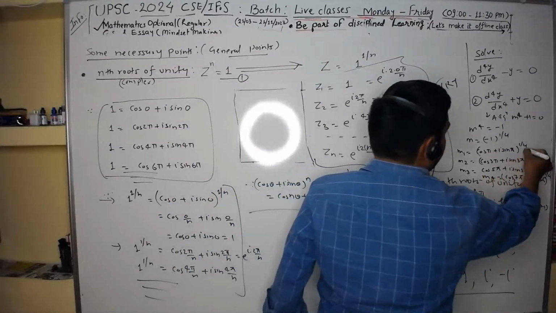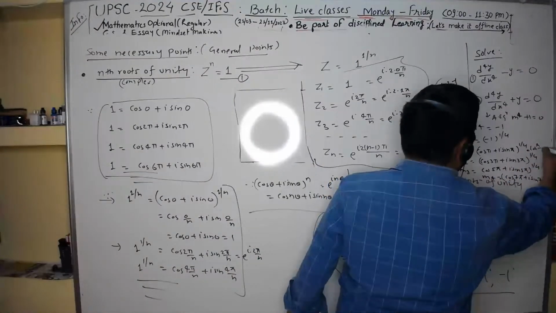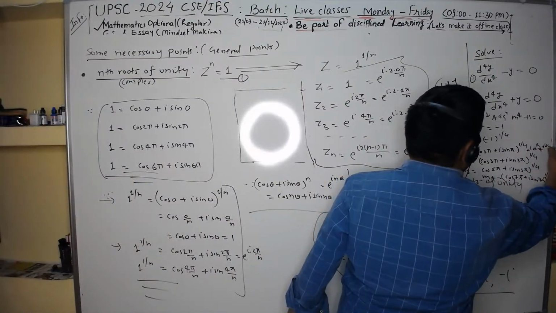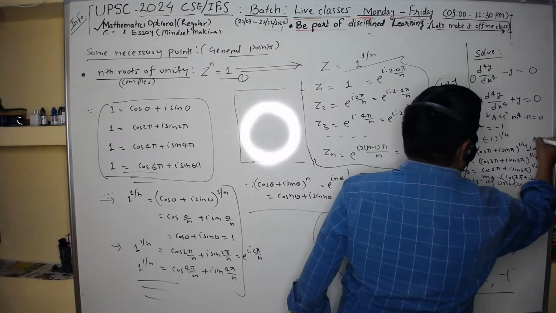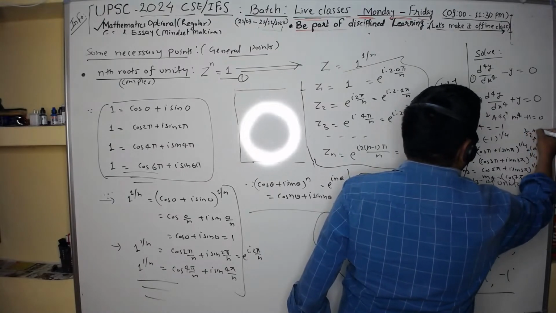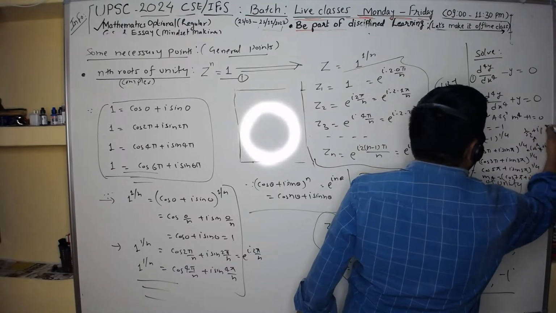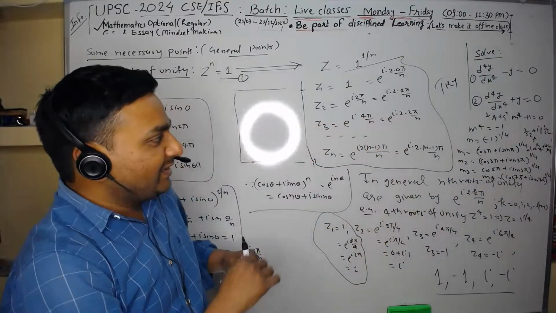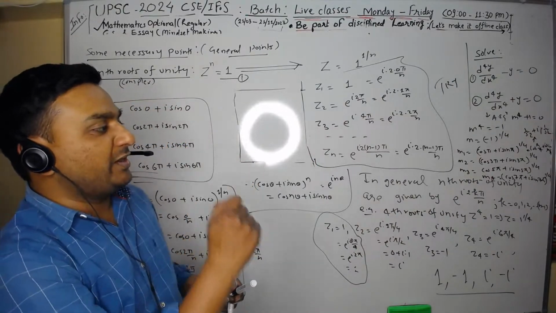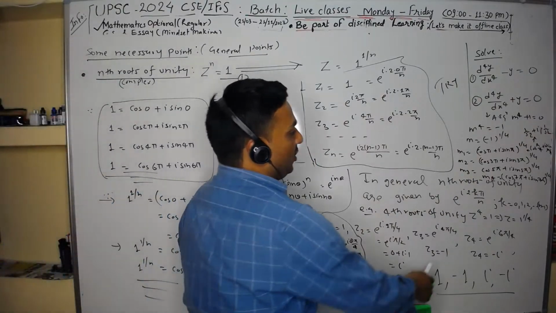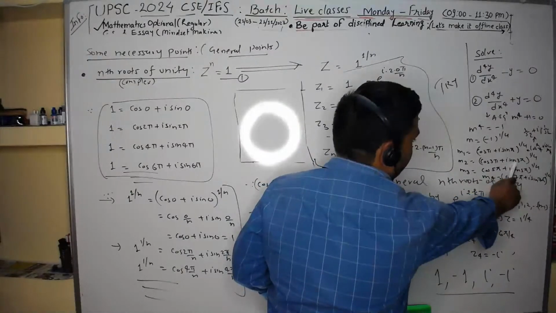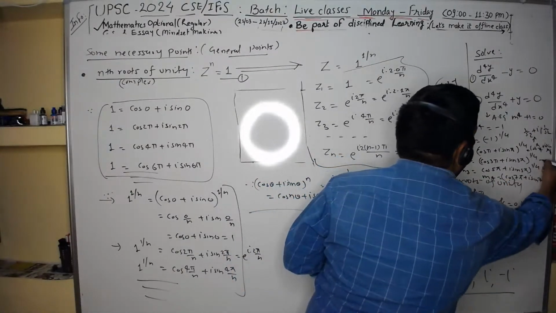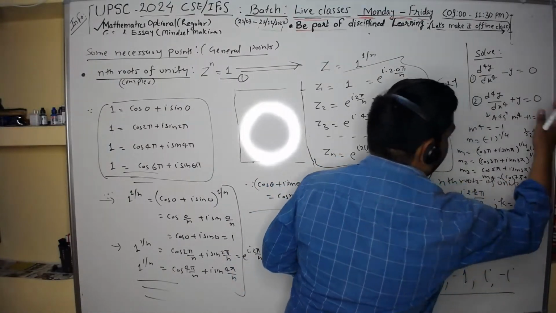This will become, let me write one, cos pi by 4 plus iota sin pi by 4. This will become 1/√2 plus iota into 1/√2. So the first root is 1/√2 plus iota by √2. Similarly, cos 3 pi by 4 plus iota sin 3 pi by 4 will give you some value, and so on.